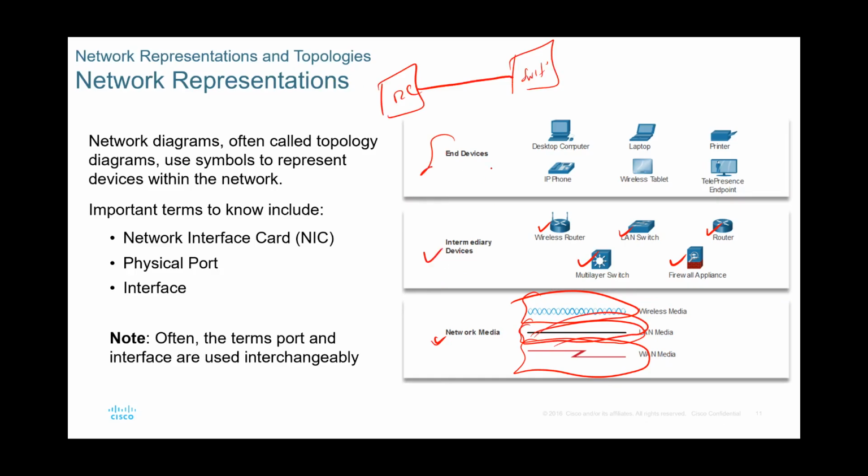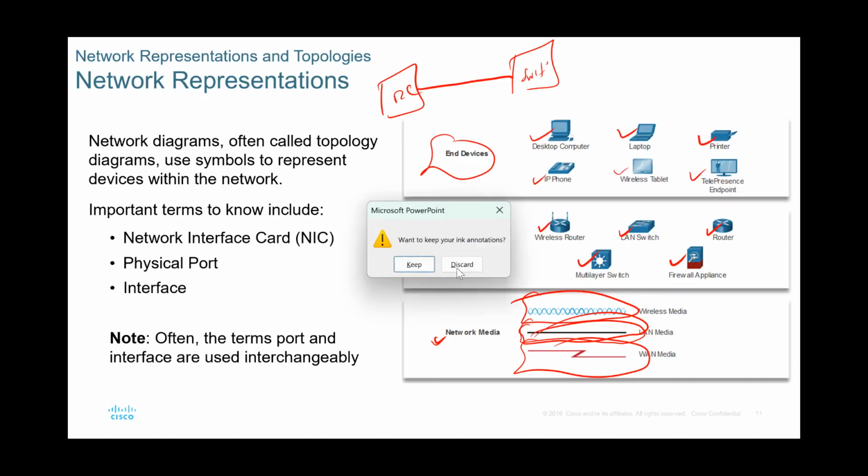The good news for end devices is they look alike or they look the same. Case in point, look at the icon for a desktop. It looks like a normal desktop. Look at the icon for laptop. It looks like a normal laptop. Look at the icon for a printer. It looks like a printer. Look at the icon for IP phone. It's the same thing like the IP phone. Tablet is tablet. Telepresence endpoint is telepresence endpoint. So the icon looks exactly like the real thing for end devices, but it's not the same for intermediary devices.